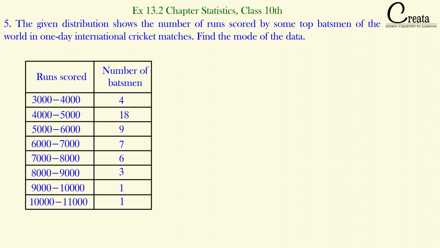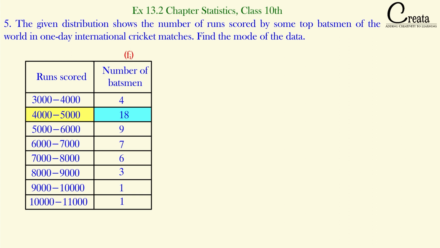Let's do so. Our first step, we will identify the modal class. And what is the modal class? The modal class is the class corresponding to the maximum frequency. So we have to identify the maximum frequency. Here the number of batsmen is the frequency column and the maximum frequency is 18. Like 18 batsmen have scored in the range 4000 to 5000 runs. So here the maximum frequency is 18 and the modal class is 4000 to 5000.